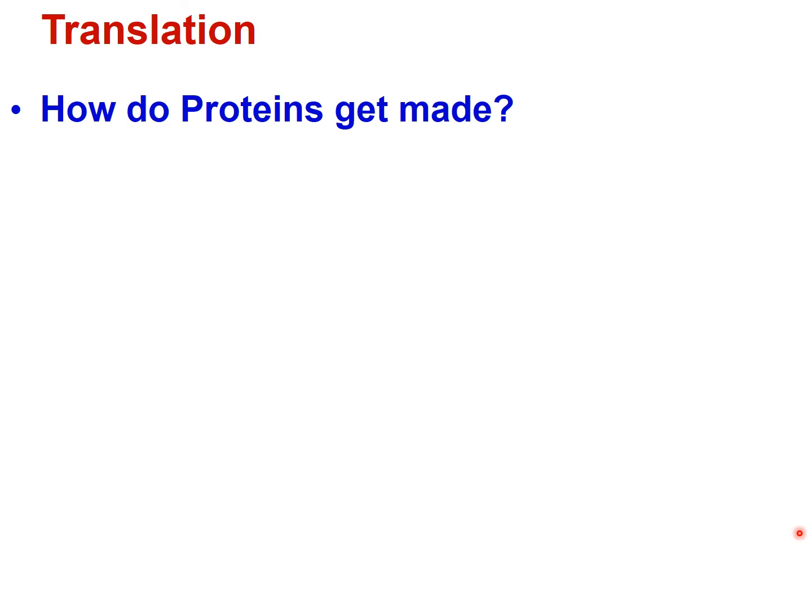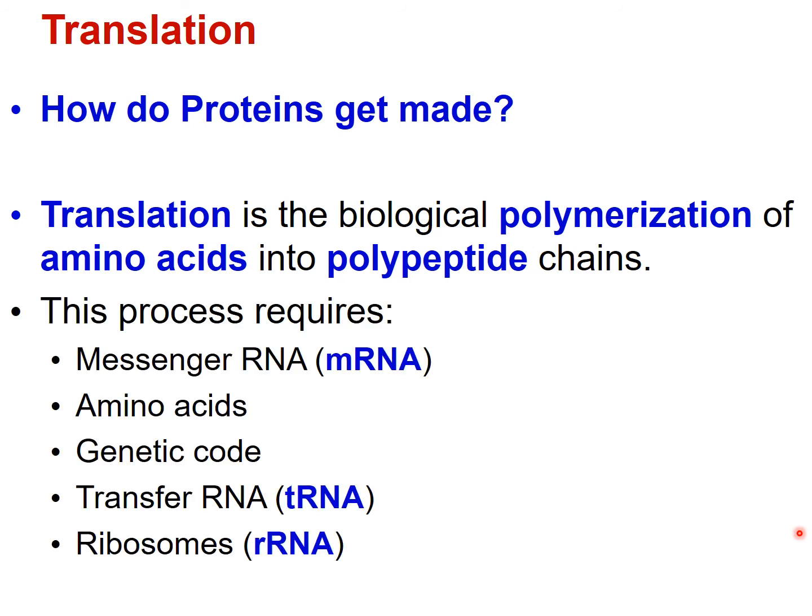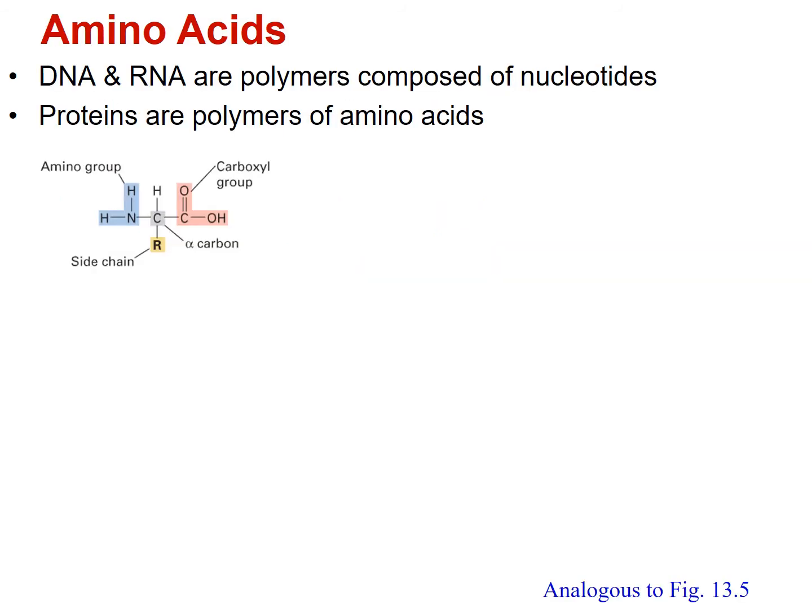Okay, so let's start talking about translation and how proteins get made. Translation is the biological polymerization of amino acids into polypeptide chains. The process requires messenger RNA, and we've talked about transcription and how RNAs are made, amino acids, a genetic code, transfer RNAs or tRNAs, and ribosomes, which also contain another form of RNA called ribosomal RNA.